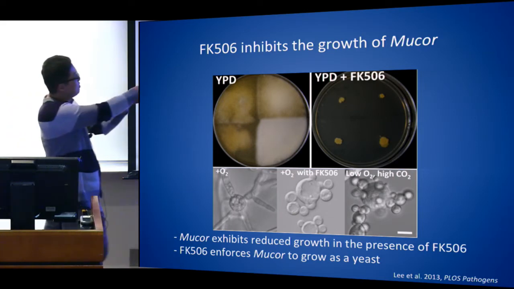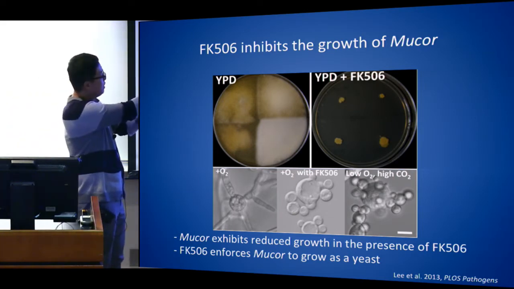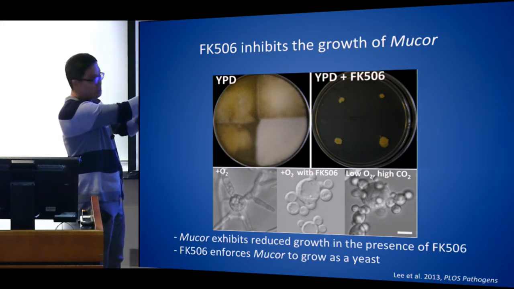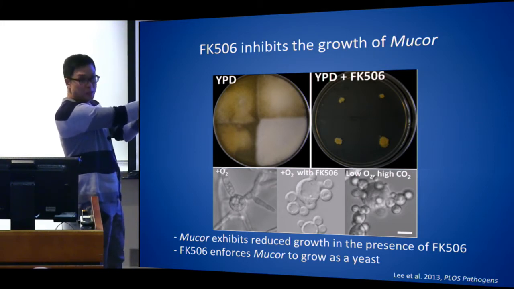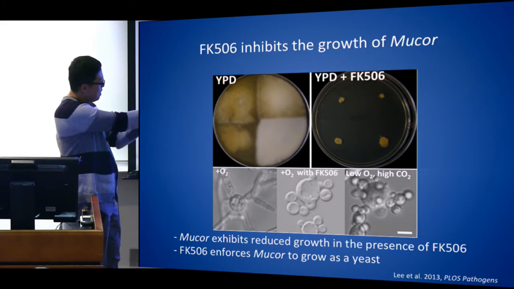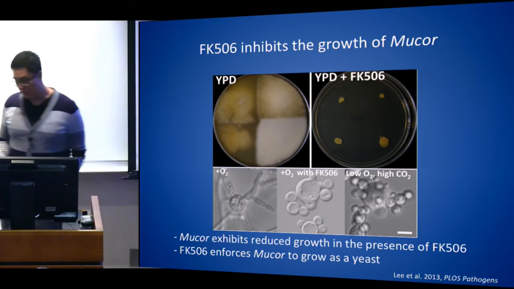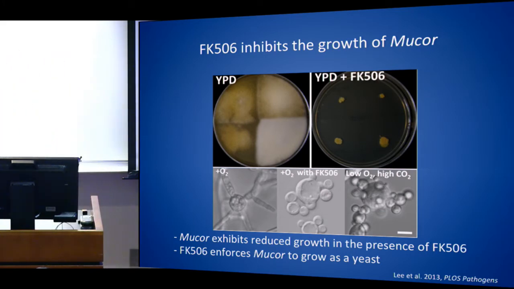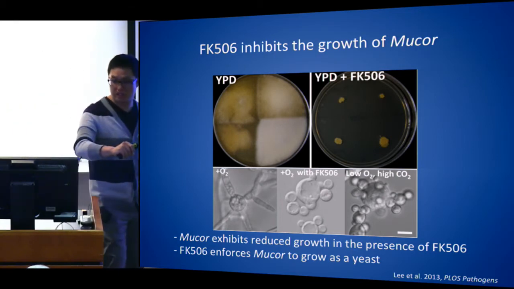For different isolates, you see very nice hyphae here. But if you add FK506, they make very compact, small colonies. If you take a look at them, they completely grow as yeast, regardless of the amount of oxygen around. This is exactly the same phenotype that you observe when you grow Mucor anaerobically under high CO2 conditions. This is the first evidence that calcineurin is involved in the dimorphic switch in this fungal system.